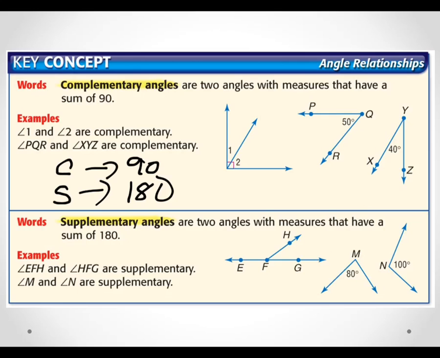So now instead of saying two angles add up to 180 degrees, we're going to say two angles are supplementary. Okay? And instead of saying two angles add up to 90 degrees, they are complementary. Complementary and supplementary, 90 and 180. C comes before S, 90 comes before 180. That's how we can tell the difference.